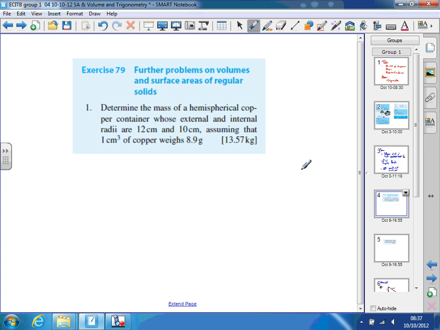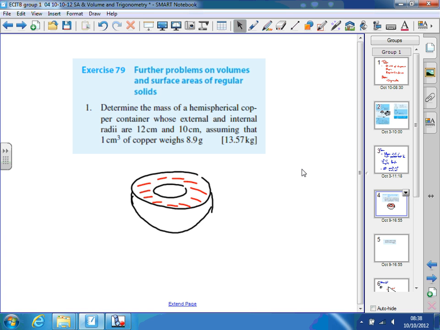If in doubt, the first thing I would do would be to draw it. So I'm going to try and draw it in 3 dimensions. It might not work. There's the top of this. Yeah, that's not bad, is it? Okay. So it's a hemispherical copper container, so that means it's got a thickness. So that's the sort of top of the thing here. So what are we after? The mass. So we've got to find the mass.